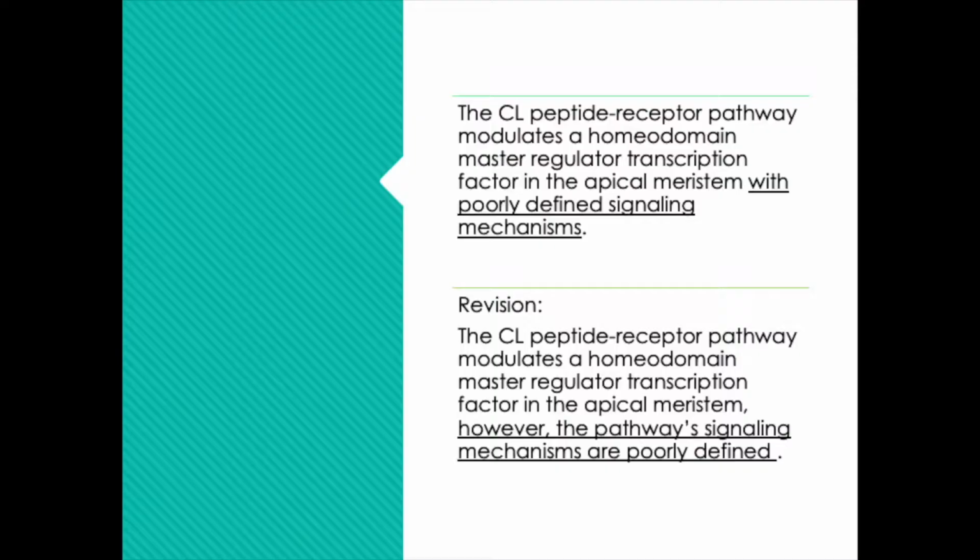Now, of course, that's not what they meant. That doesn't make sense biologically, but that's the way the sentence is written. So how would you correct that? One way would be like this. The CL peptide receptor pathway modulates a homeodomain master regulator transcription factor in the apical meristem. However, the pathway's signaling mechanisms are poorly defined. Okay, so now we know what this modifying phrase is modifying. It's modifying the pathway, not the apical meristem.